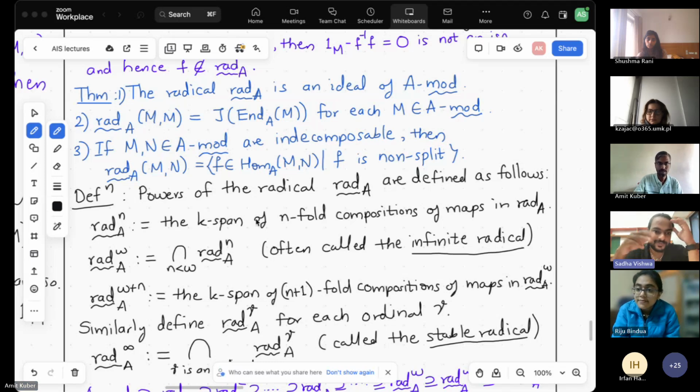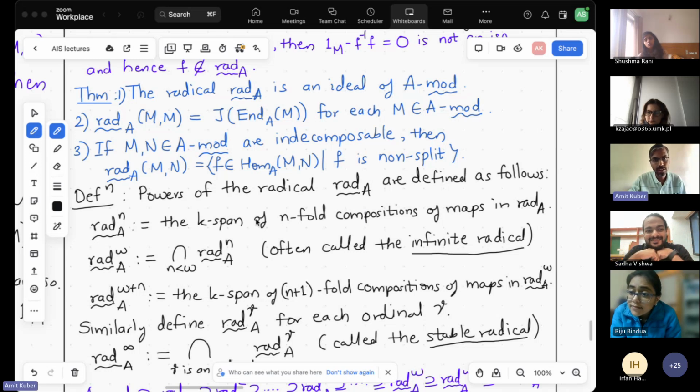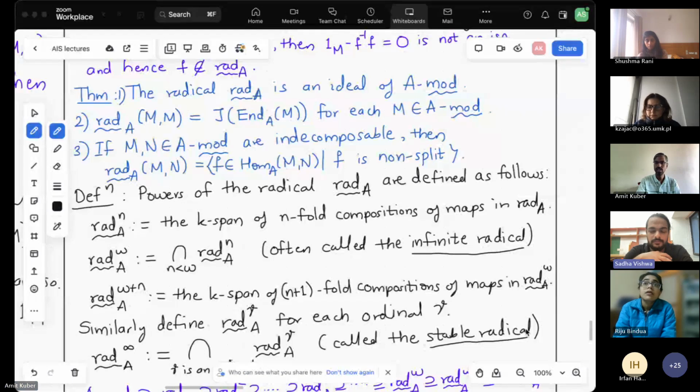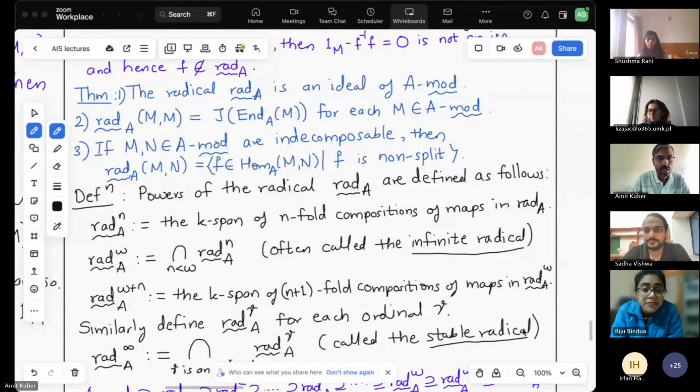Adding more to that curious question, is there a notion of quotienting also? Quotienting by what? By this radical. I haven't thought about it, but in general, yes, if you have an ideal in a category which is two-sided, then you can quotient. Yes, thank you. You can quotient.